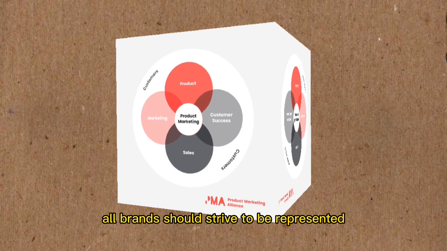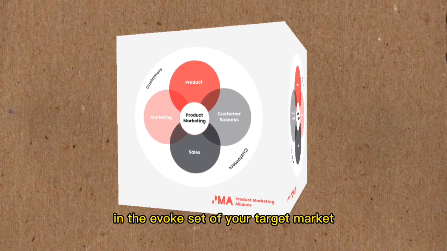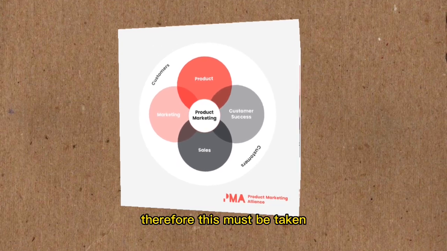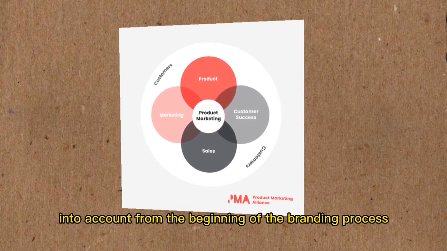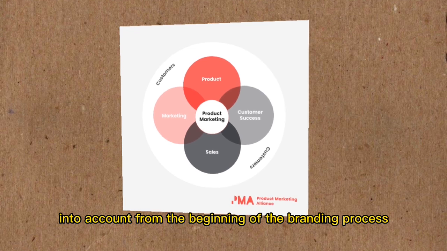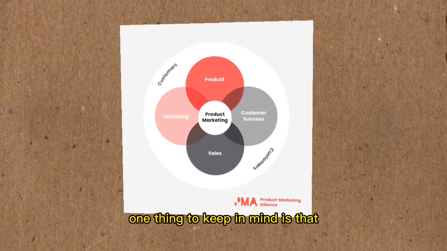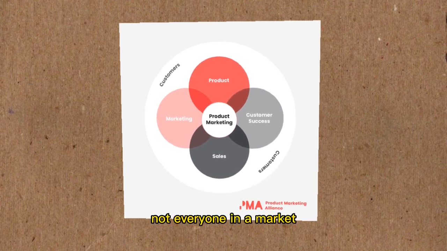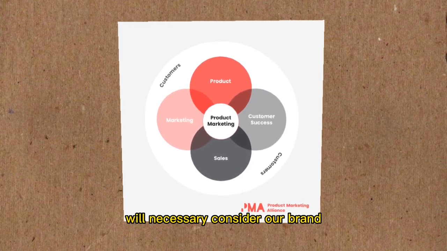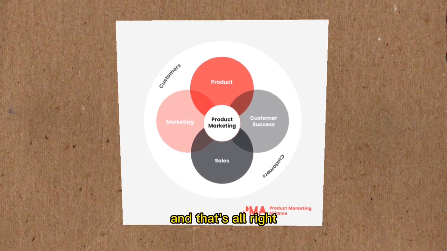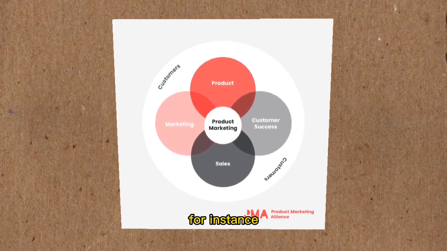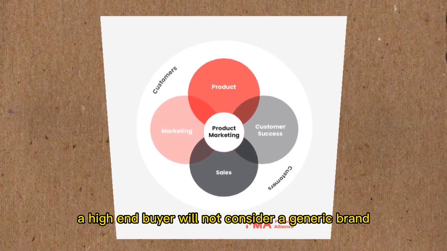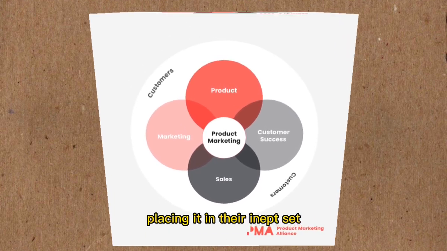All brands should strive to be represented in the Evoked set of their target market. Therefore, this must be taken into account from the beginning of the branding process. One thing to keep in mind is that not everyone in a market will necessarily consider our brand, and that's alright. For instance, a high-end buyer would not consider a generic brand, placing it in their Inept set.